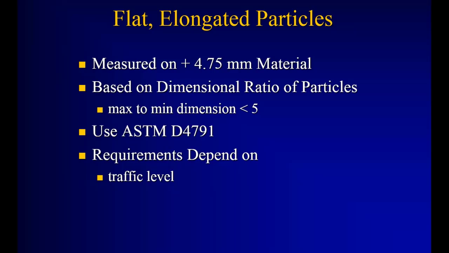Flat and elongated, again, this was one of the consensus Superpave properties. It was actually based on an original ASTM test, as you can see listed there. Basically, you used the 5-to-1 ratio. Longest dimension of 5, the thinnest dimension had to be greater than 1. If it didn't, it failed this test.